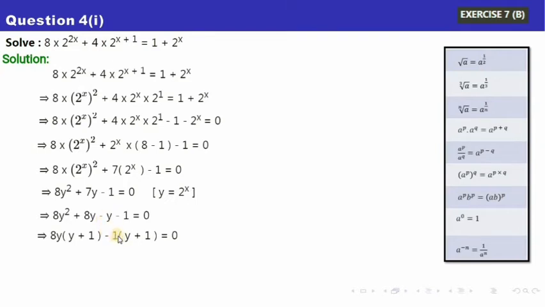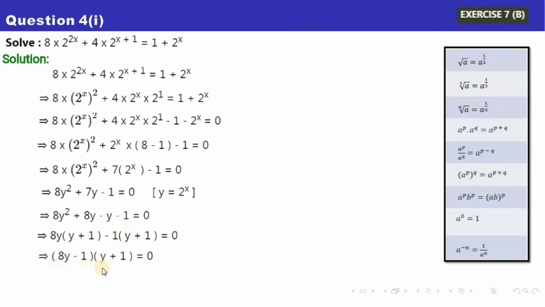So when you take minus common, all of you must know that within bracket you have to change the sign. For example, here the sign of y is minus, here within bracket the sign of y is plus. Sign of 1 is minus, and here the sign of 1 is plus. Okay, here also we have y plus 1, here also we have y plus 1. So if I take y plus 1 outside as common, then from the first part you have 8y, from the second part you have minus 1.